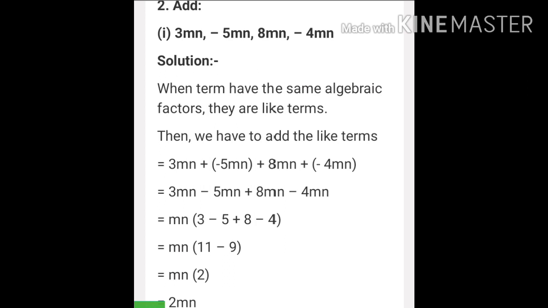But remember, when there is negative sign, plus minus will become minus. Here you can see plus is before the bracket of minus 5mn. So plus minus will be minus 5mn in the next step. Similarly, plus minus 4mn means minus 4mn. Then mn will be taken common and all the constants will be within the bracket. 3 minus 5 plus 8 minus 4. So 11 minus 9 multiplied by the mn. Then 2mn will be the required answer.